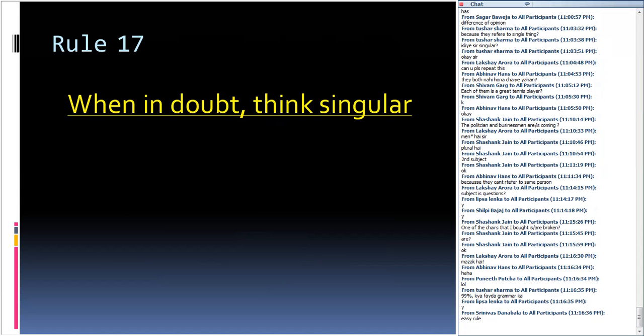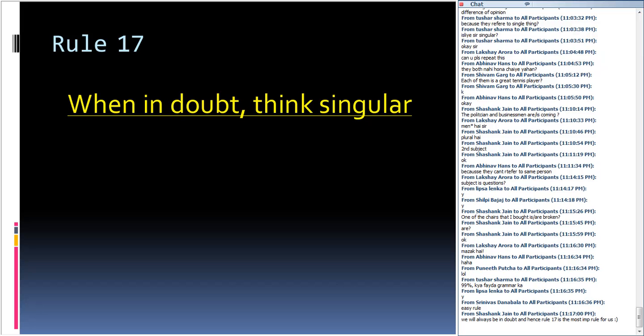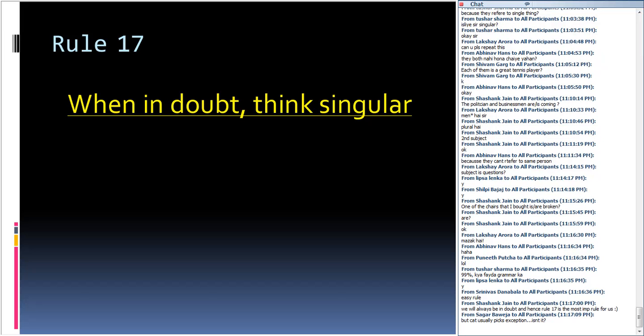Easy rule, yes. Because you just see, आप अगर ध्यान से देखो all the rules, only one or two situations में plural हमने use किया है. Otherwise, everywhere we have used singular. So majority of the times, what you actually use is singular. So if there is a situation in which you have doubt, then in all probability, I'm not saying that it will always be correct, but yes, in all probability, the verb should be singular. And Shashank is saying because we'll always be in doubt, therefore rule number 17 is the most important rule.